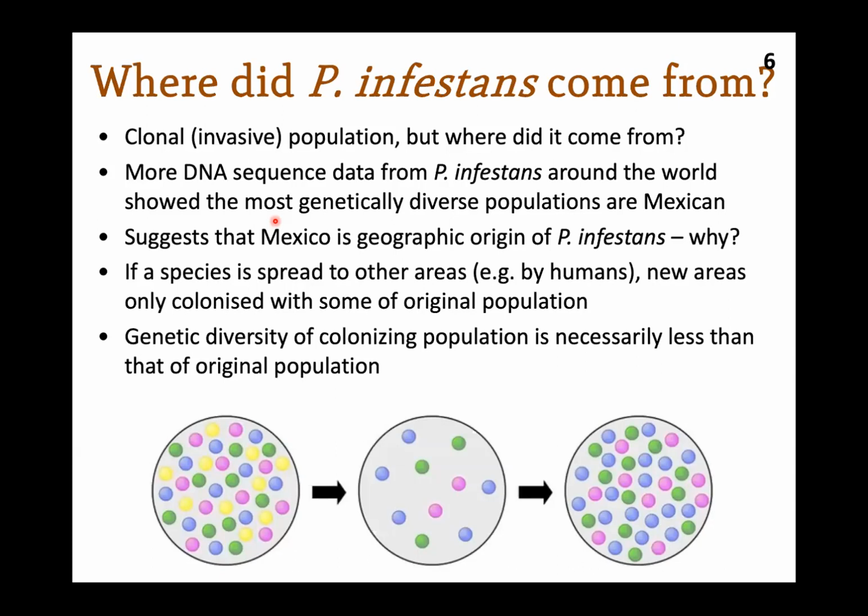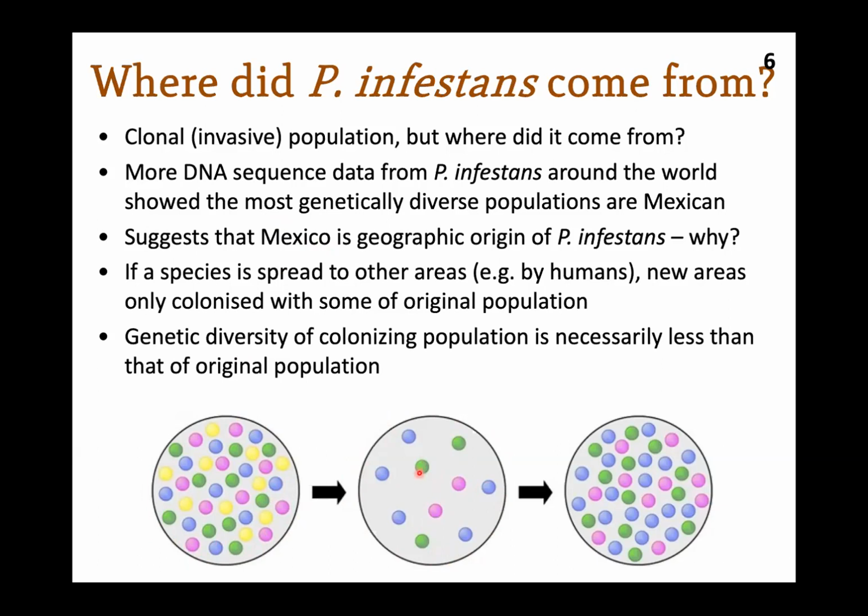If a species is spread to another area, for example by a human or by whatever reason, those new areas will only be colonized with a subset of the original population. Therefore the genetic diversity of the colonizing population is necessarily less than that of the original population. I've got this example down here again of genetic bottlenecking. Here's the original population. Different genetic variants are indicated by different colors. Some of these individuals have been transferred to a new area, so these are in an invasion.